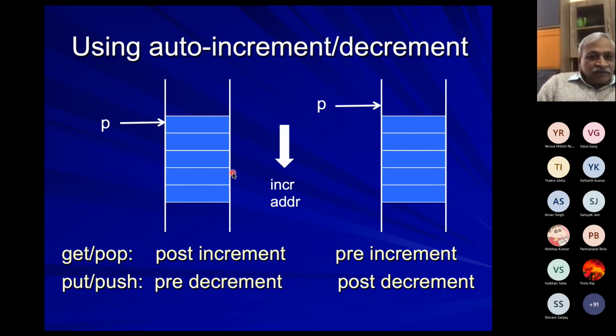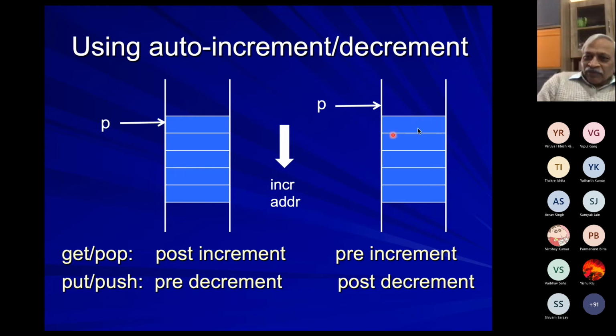First, let's look at the figure on the left. In push, you will use store with pre-decrement, because first you want to get the address of the free location where you want to store the new value. But when you want to pop, you will first access memory and then increment the pointer. So with this convention, you will use pre-decrement for push and post-increment for pop.